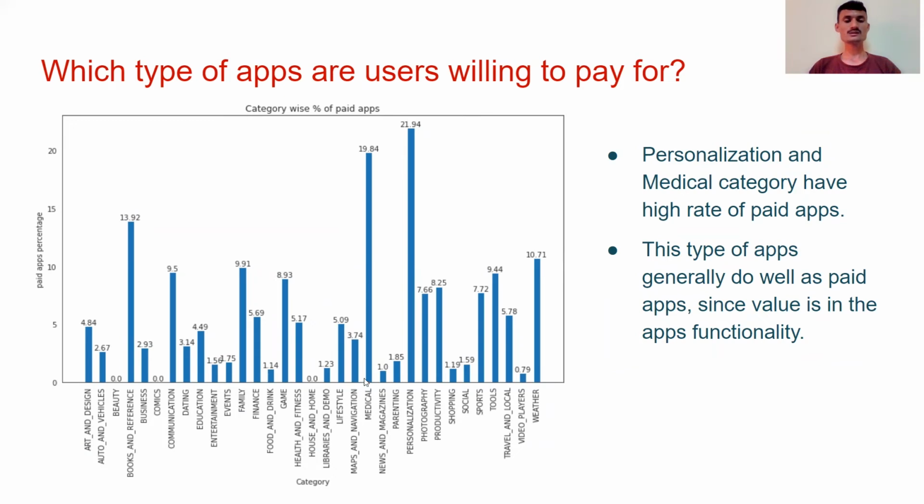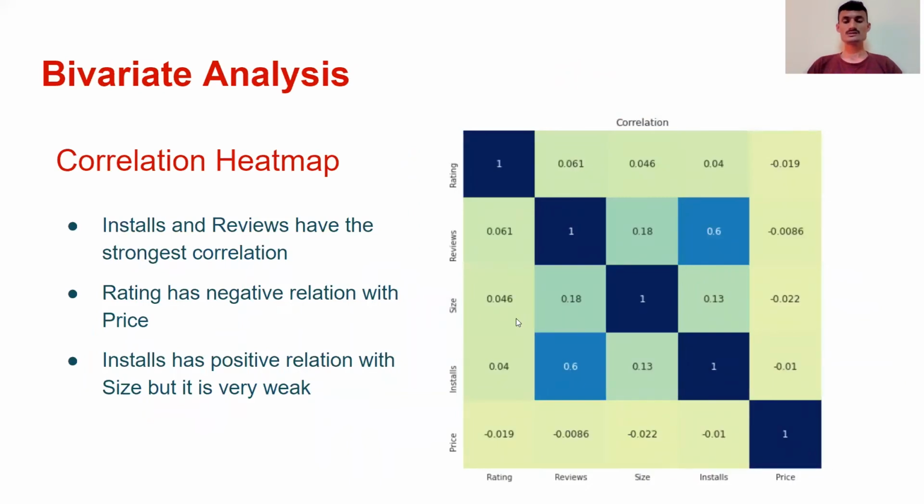Medical category also has high rate of paid apps, so this can be the reason of their least number of installs. This correlation heat map shows that installs and reviews have the highest correlation. The other features do not have strong correlation in between. Price has the negative relation with all the other features. We will see the relation between these features.